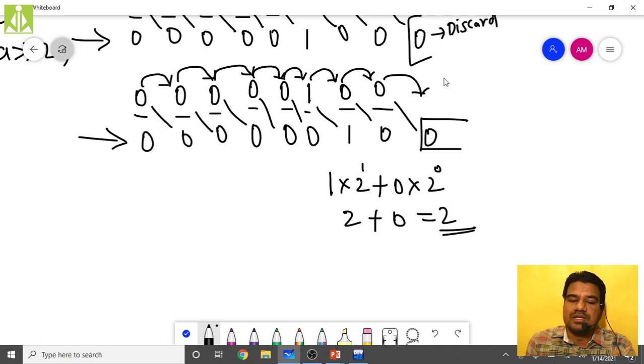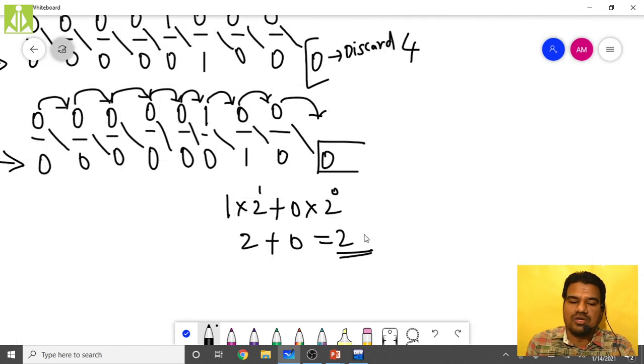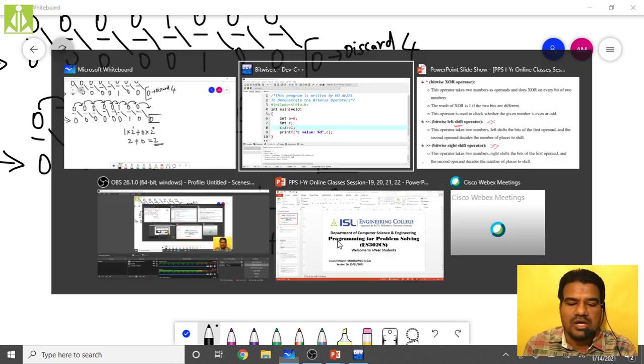Again you can see, here we got 4, isn't it? And here we got 2. So again the value gets divided by 2. One more time you performed the right shift, and the value again got divided by 2. So finally you got 2 only.